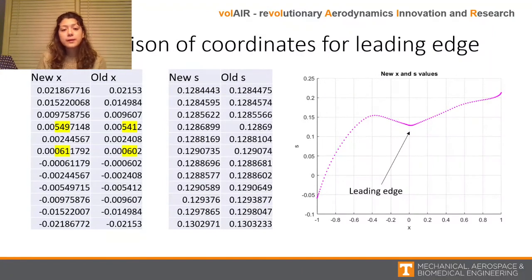This is the last comparison, and it's the coordinates at the center where the leading edge is. Unfortunately, we get slightly more spaced out points here for x and s in this new set. It would be more desirable to get it more clumped together.